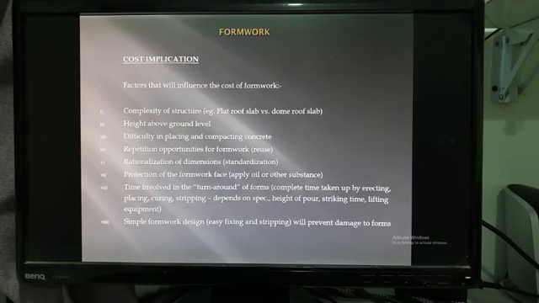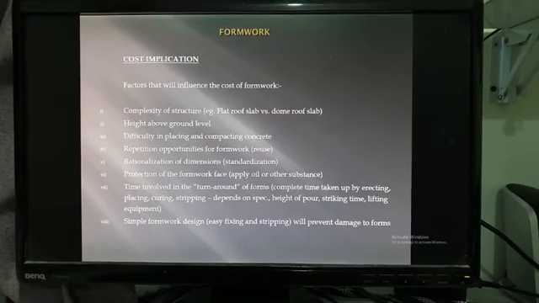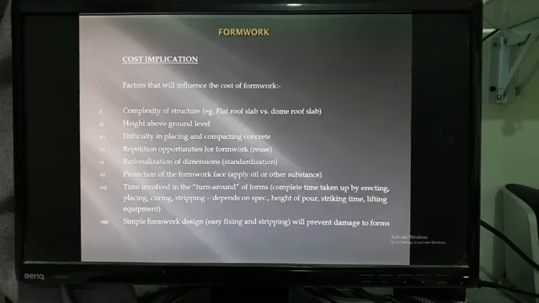So cost implication for formwork: of course, the higher the complexity, the higher the cost. Height above ground level: if the formwork is higher, it's only going to get more expensive. Difficulty in placing and compacting concrete, usually because of the intricate design, will be a lot more expensive. Repetition for the use of formwork: the more you can use the formwork, the cheaper the formwork cost will be, because you do not need a new set of formwork.